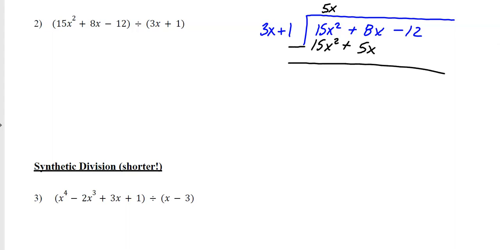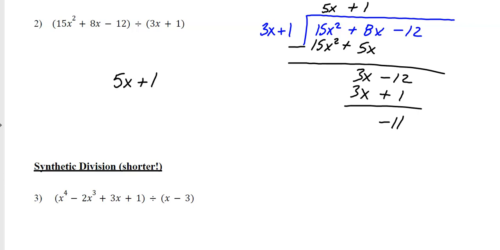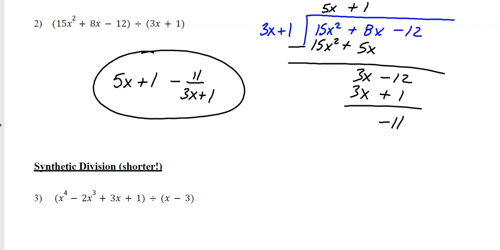Remember to subtract those. 8 take away 5 is 3x. Slide the 12 down. 3x goes into 3x positive 1 times. When I multiply that out, I'm going to get 3x plus 1. Looks like I'm going to have negative 11 left over. So my final answer is going to be 5x plus 1, and then minus, because it's a negative 11, minus 11 over 3x plus 1.